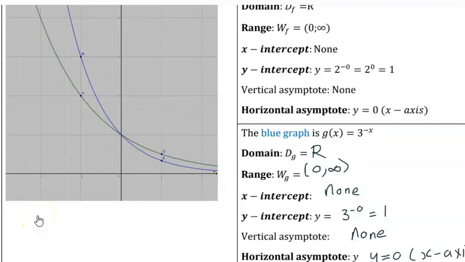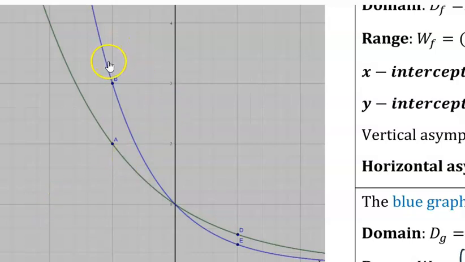Good, so now I want to look again at the graphs, and now you will see that for 3 to the minus x on the left hand side, the y values of the blue graph are larger than the green graph. Then it's exactly the same at x equal to 0, and then they swap. Then 2 to the minus x is greater than 3 to the minus x when x is positive.